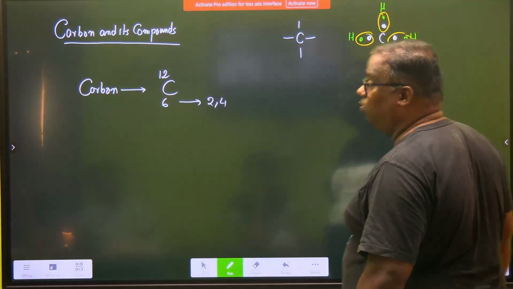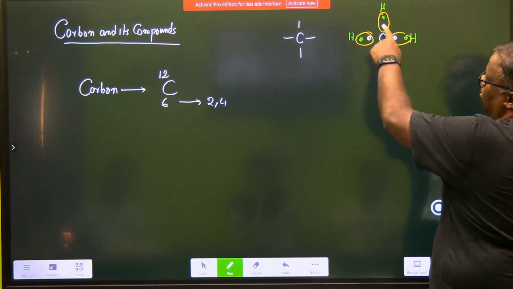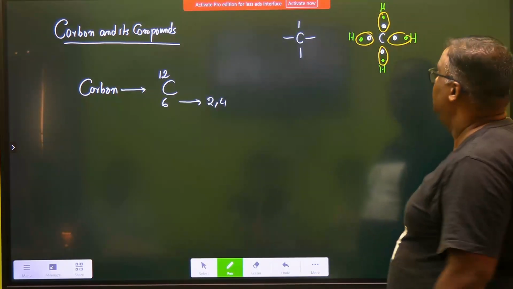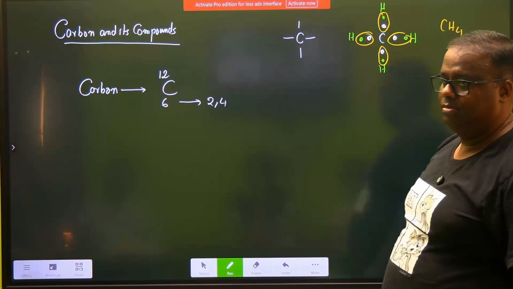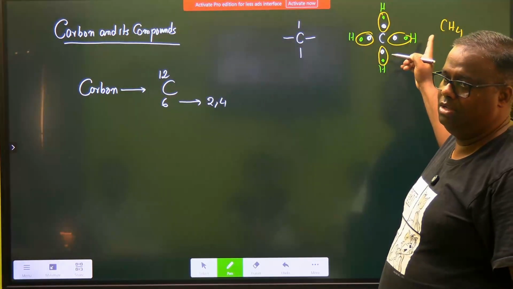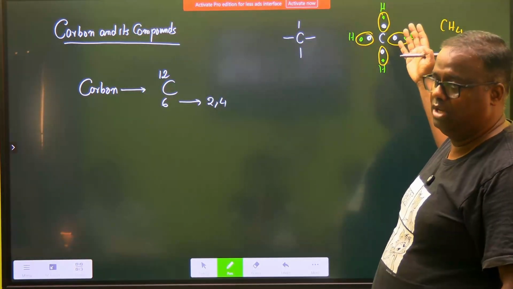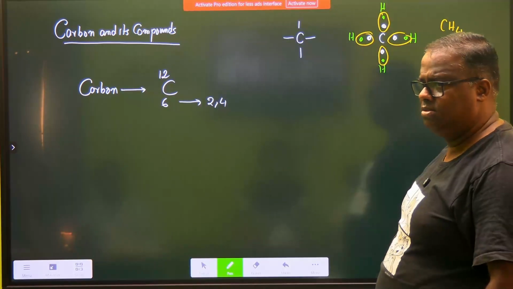Now if I count for this hydrogen, I will count both. And if I count for this carbon, 1, 2, 3, 4 white dots, 5, 6, 7, 8. Methane. This is methane, which is the major ingredient of natural gas, organic compound. So have you got an idea about what is covalent bond?